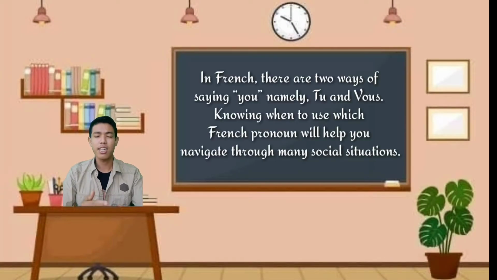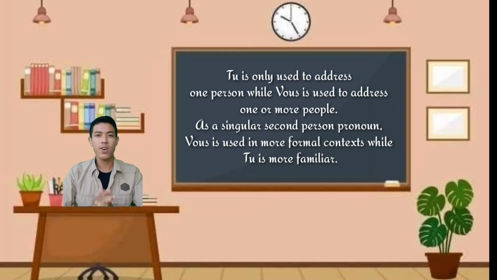In French, there are 2 ways of saying you, namely tu and vous. Knowing when to use which French pronoun will help you navigate through many social situations. Tu is only used to address one person, while vous is used to address one or more people. As a singular second person pronoun, vous is used in more formal context, while tu is more familiar or informal.